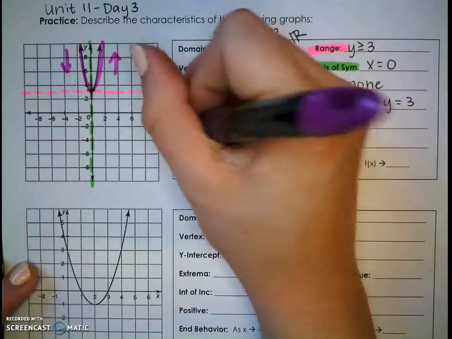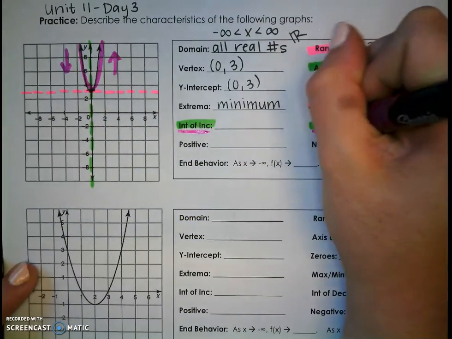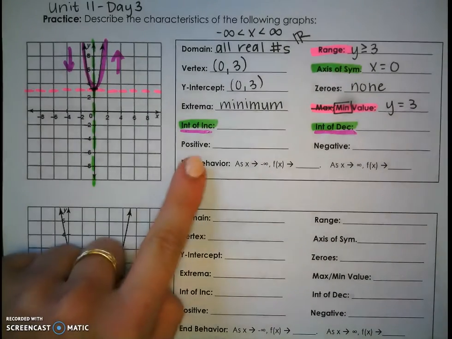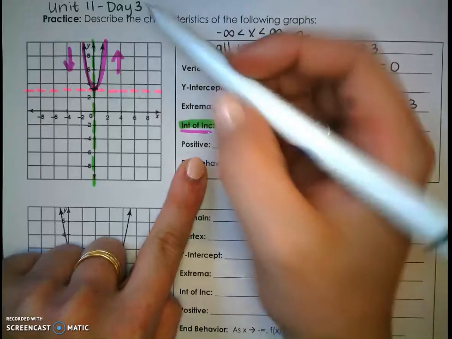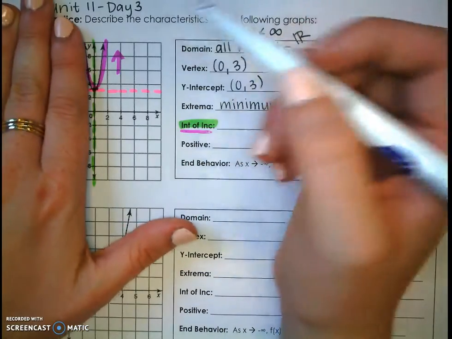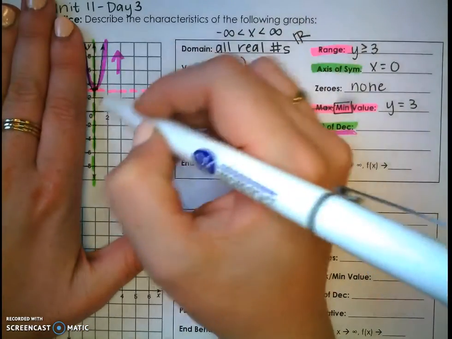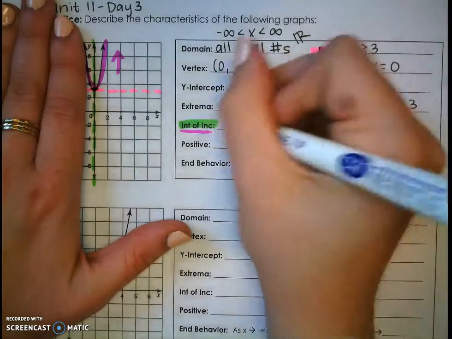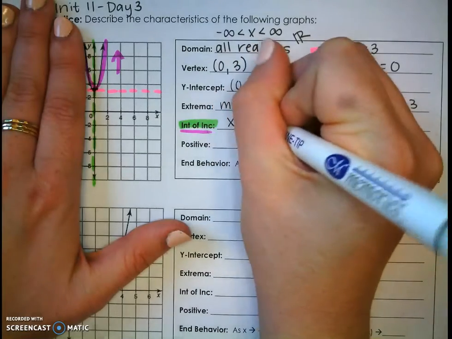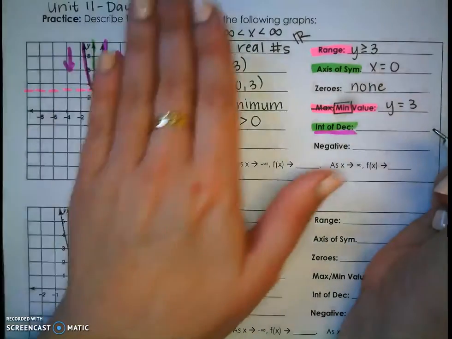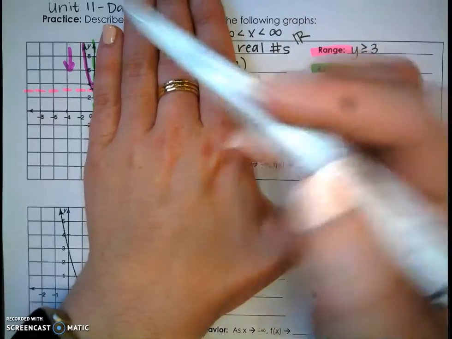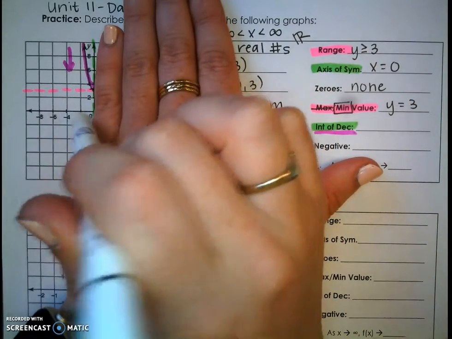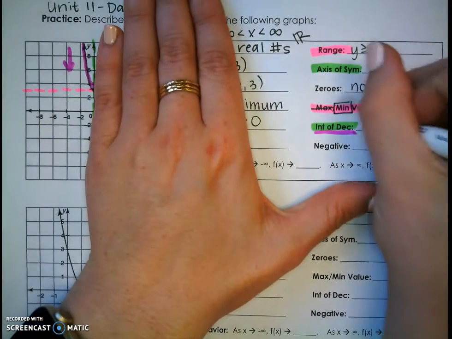So I also used purple for those. So the interval of increase, that's my arrow going up, that's on the right side over here. These x values are bigger than 0. So it's where my x's are greater than 0, whereas my interval of decrease is everything on the left, and these x values are smaller than 0.